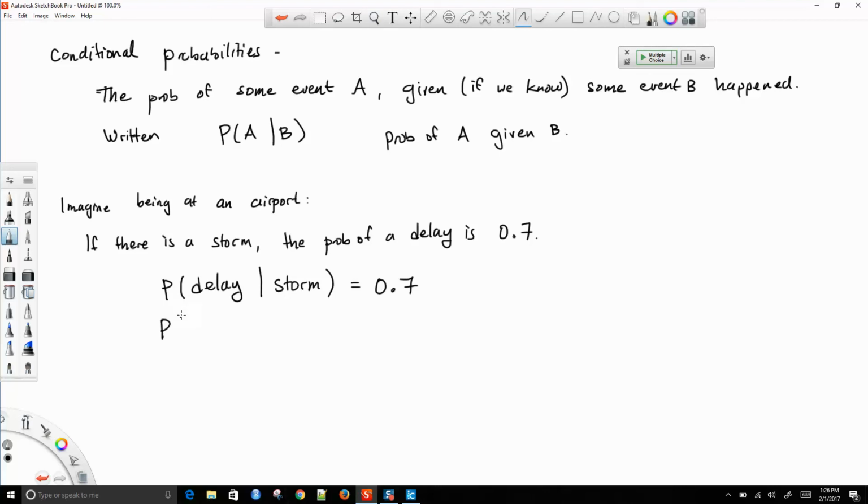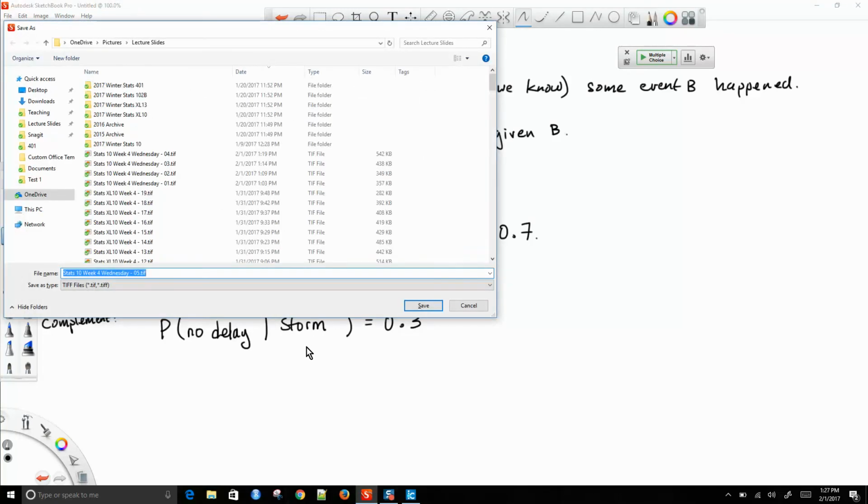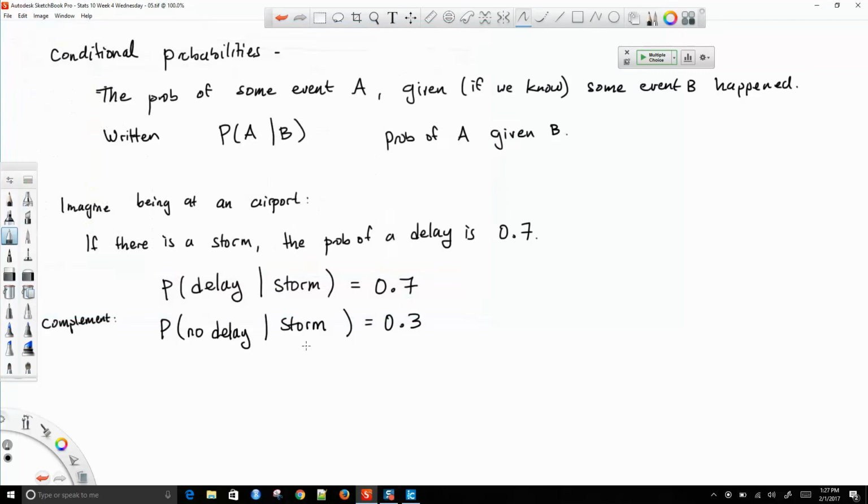What would equal 0.3? What is the complement of this? Yeah. It's not storm without a delay. It would feel like that could be the complement, but the complement is actually no delay given a storm. Okay? So that's different. So let me change this.